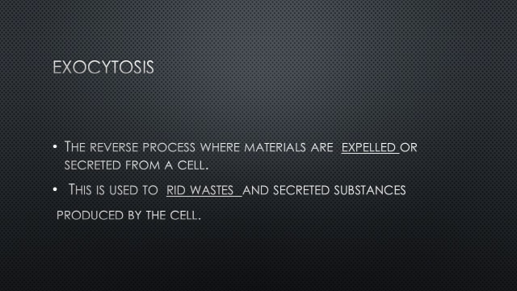Students, the reverse process, where materials are expelled or secreted from a cell, is used to rid waste and secreted substances produced by the cell. The process through which bulky material is exported or secreted out is called exocytosis.